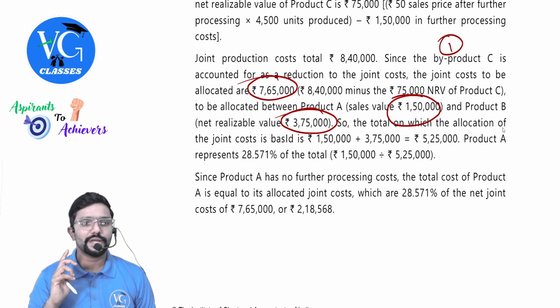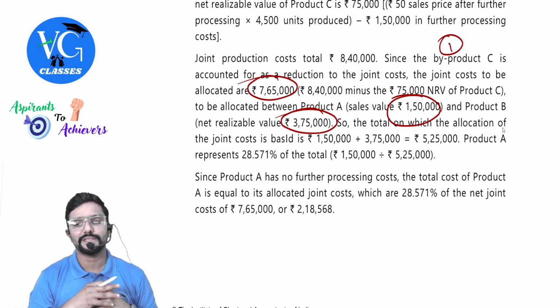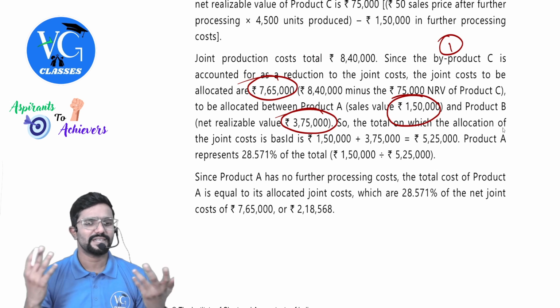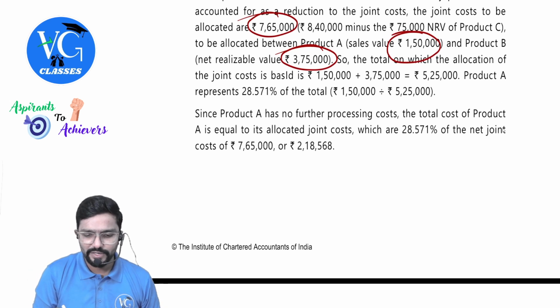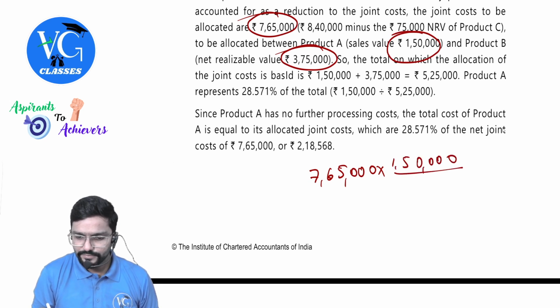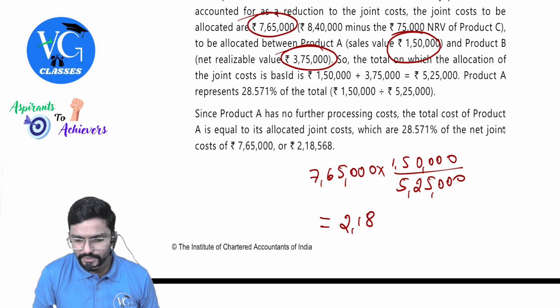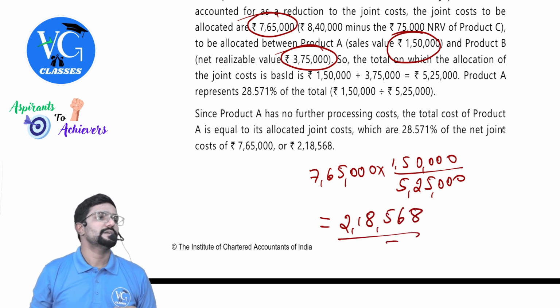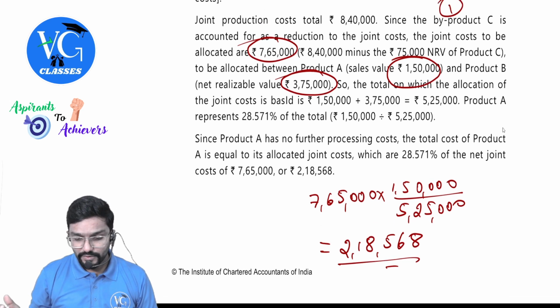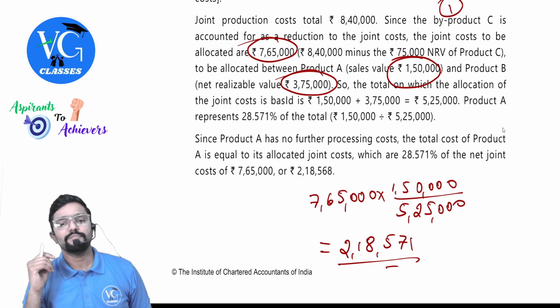So the total on which the allocation of joint cost is based is 150 plus 375, that is the base: 5,25,000. For product A, how much will go? 7,65,000 into 1,50,000 divided by 5 lakh 25,000. It comes to 2,18,571. Maybe the 3 rupees difference is because they have calculated the percentage.